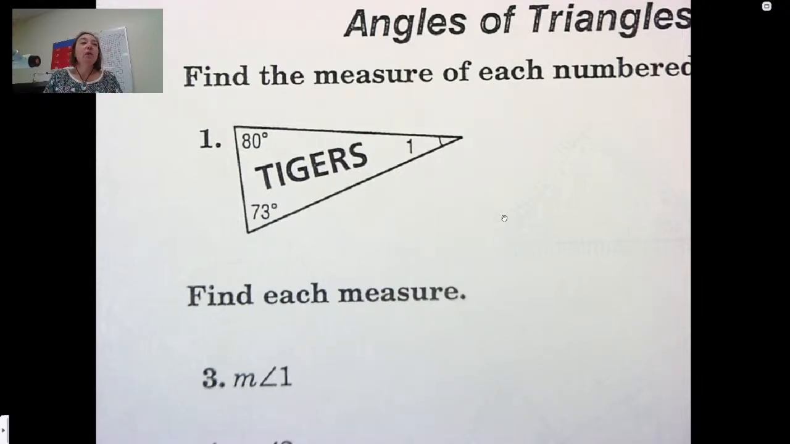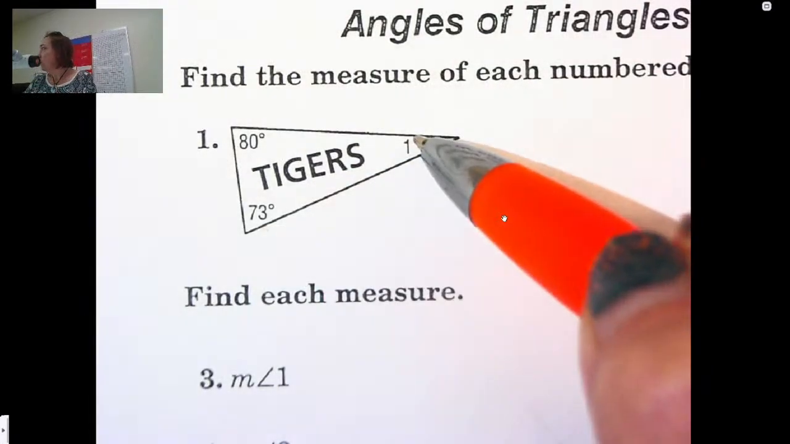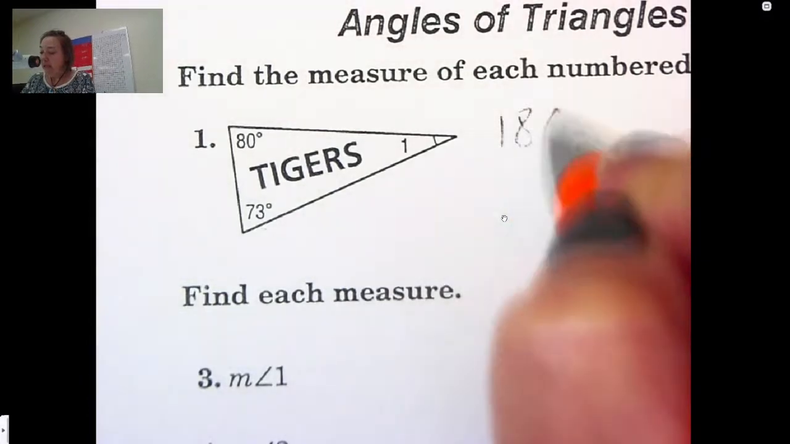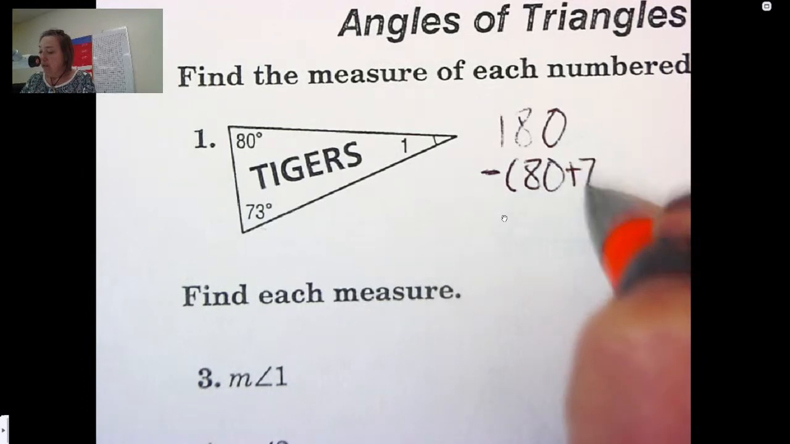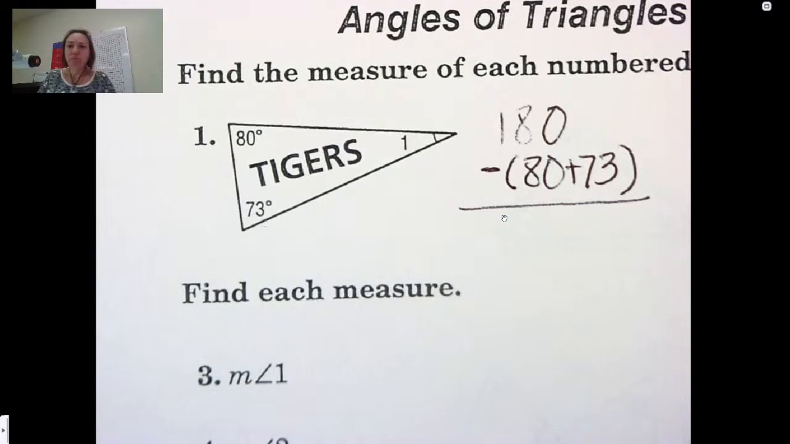Okay, what do you know about the angles of a triangle? Every triangle in the world. They add up to 180, don't they? So if we know two of them, could we find the third one that's missing? Yeah. So all we would have to do is do 180 minus whatever those other two add up to. So in this case, 80 and 73 add up to what?